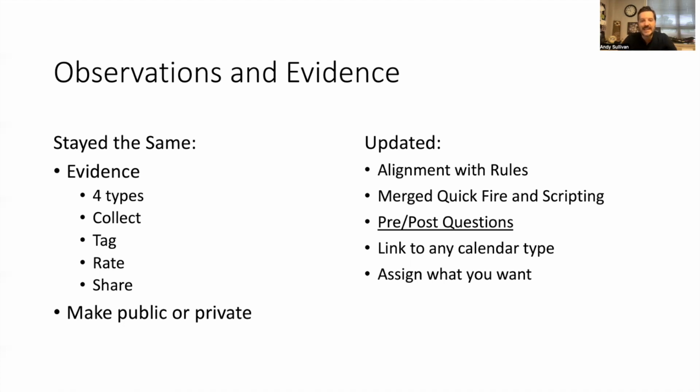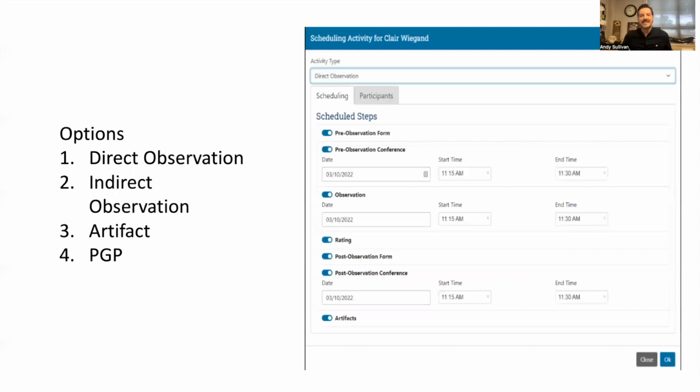We've also updated the ability to link to any calendar type. We'll look at that in a moment, and also to assign what you want. Here is an example of that, where in the past, depending on what you chose, you were given certain requirements. In the new system, you as the observer will be able to choose the type of activity you want to assign, and then also inside that activity, what do I want to see and do during this observation.